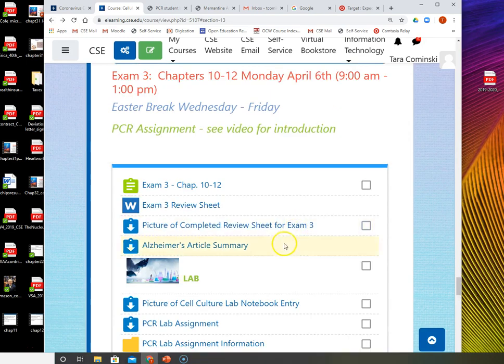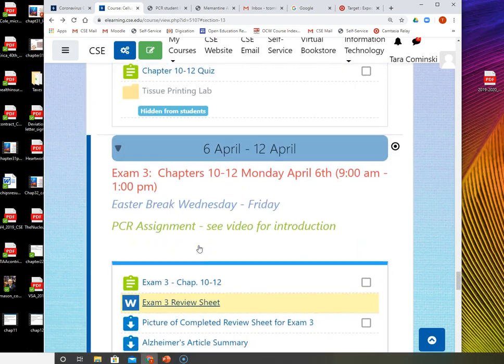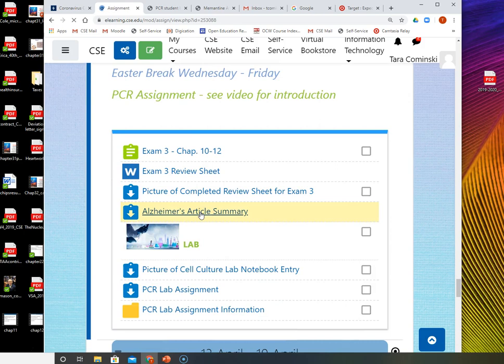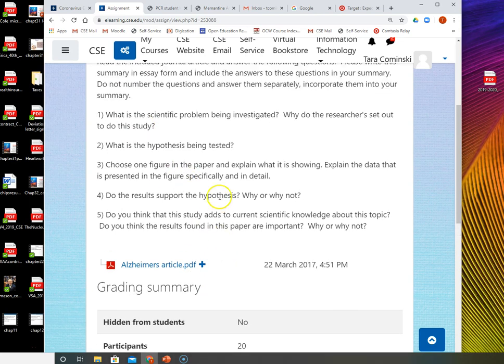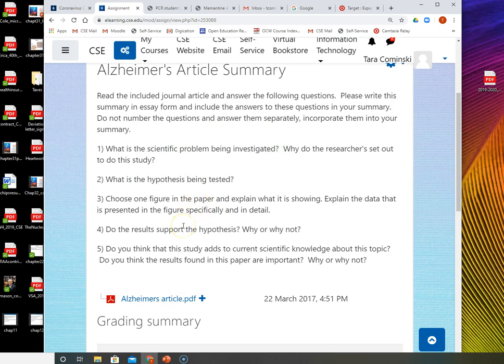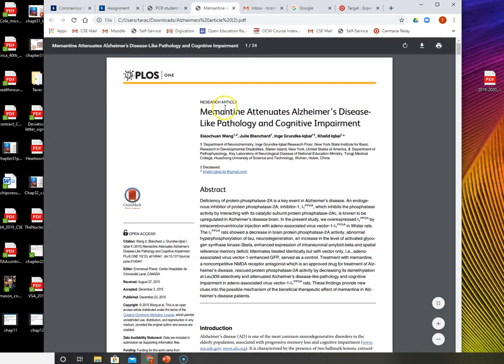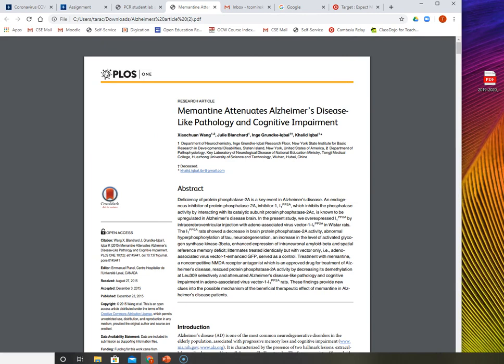The other thing is I want to introduce this Alzheimer's article. So you have another journal article summary due. Remember the rubric is up in a previous week in Moodle, but I'll also add the rubric here. It is basically the same questions that I've been asking you all along. I just ask you to choose one figure and explain what it's showing. So let me introduce this quickly and explain that this is a little complicated, okay? I'm aware of that.